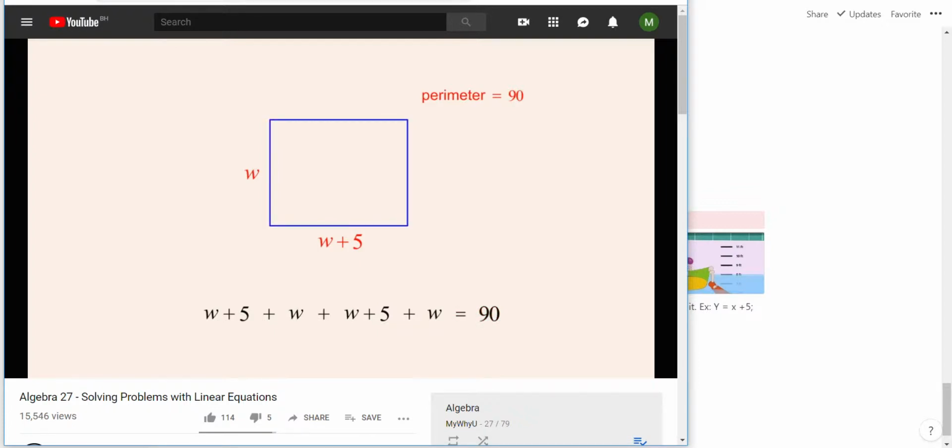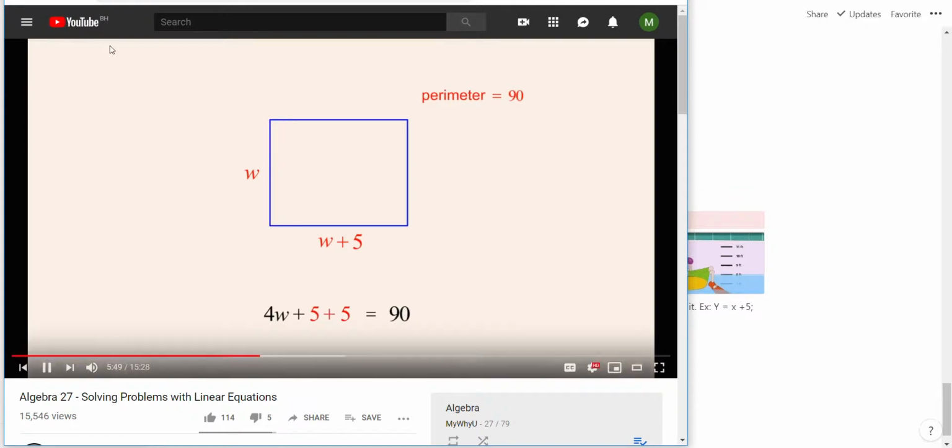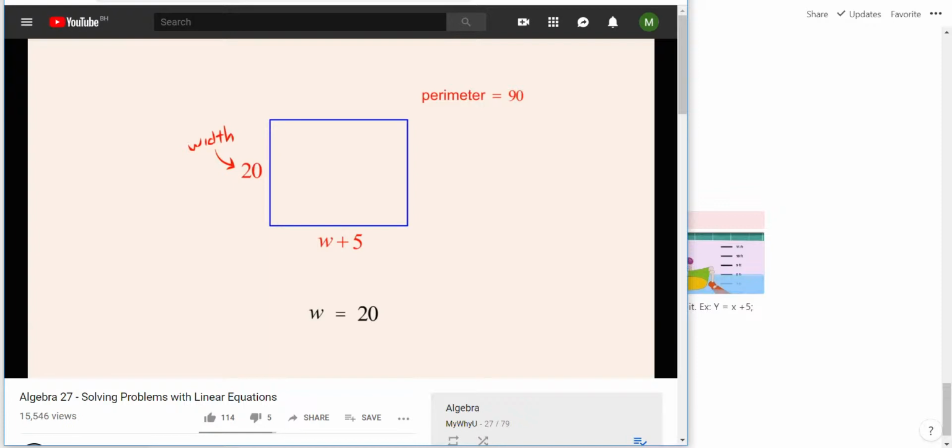Collecting like terms, we group all the w's together on the left. We then simplify the equation by writing w plus w plus w plus w as 4w and 5 plus 5 as 10. Subtracting 10 from both sides and dividing both sides by 4, we see that the width of the room is 20 feet and the length is 25 feet.